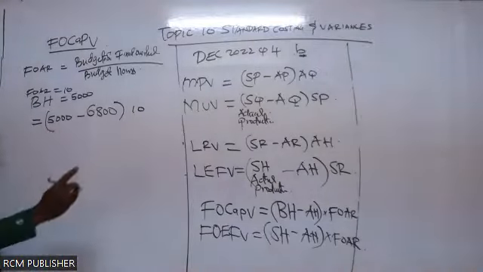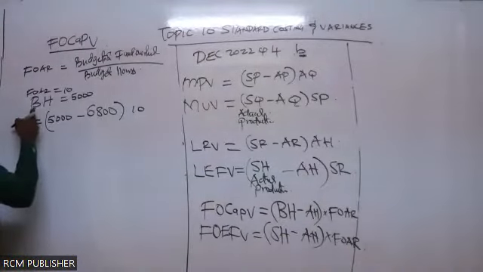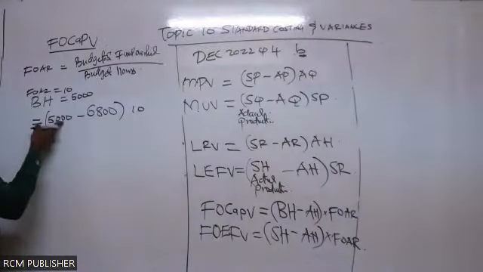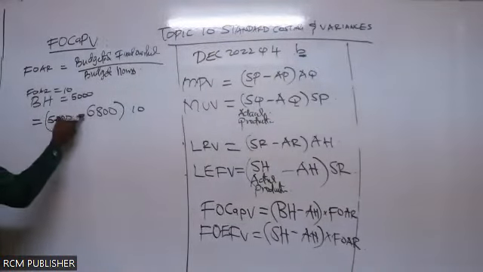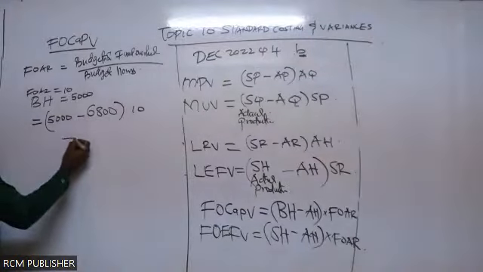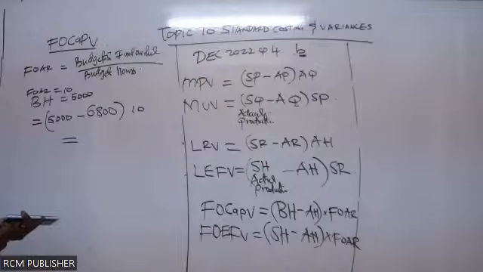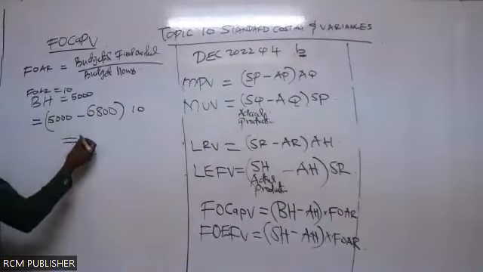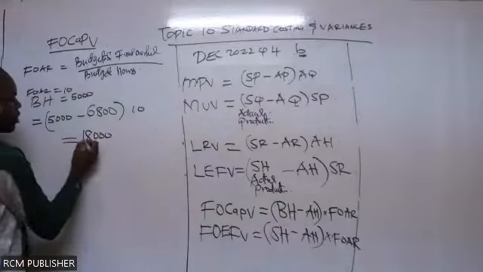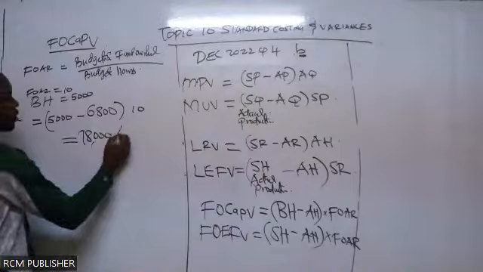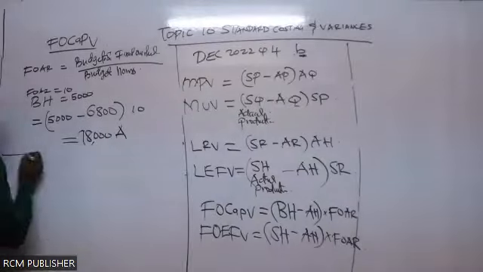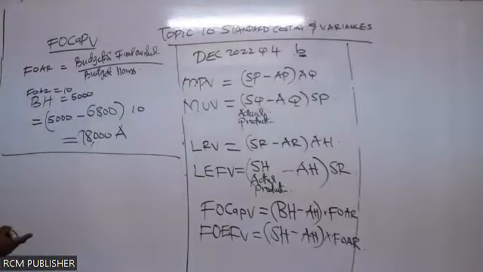We anticipated to have these budgeted hours for the fixed overhead of 5,000. We've ended up having 6,800. Is it adverse or favorable? The difference is going to be 1,800, which is giving us 18,000. So is it adverse or favorable? It is adverse. So that is fixed overhead capacity variance.